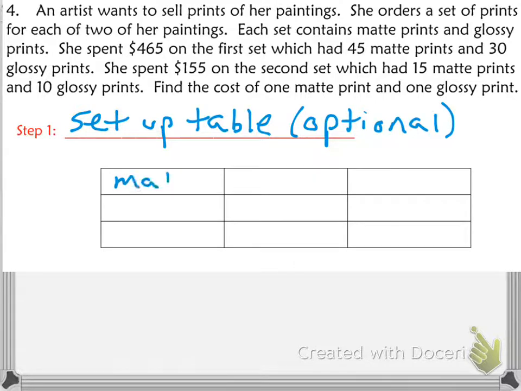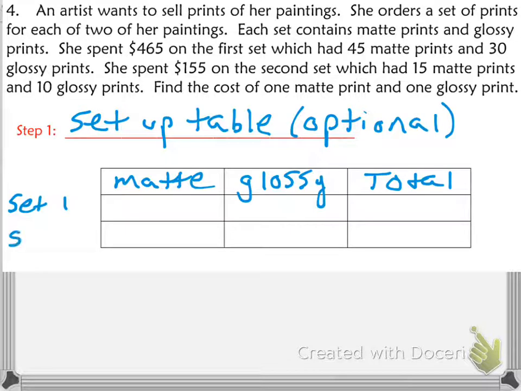They told me the number of matte that are sold. They told me the number of glossy that are sold. And then we also know the total that was spent on each order. So I'm going to call this the first set, set 1, and this set 2. So for set 1, we had 45 mats sold, so I'm going to call that 45M.